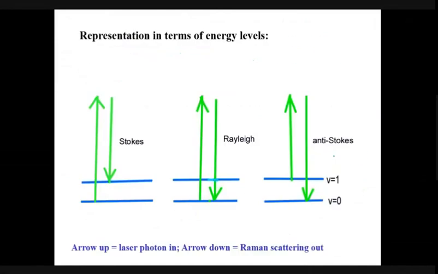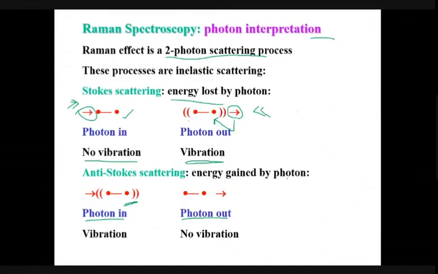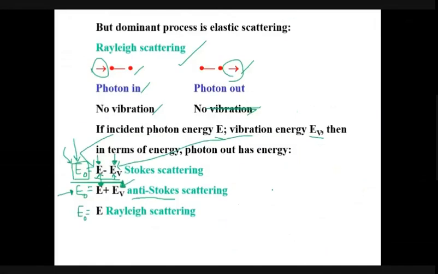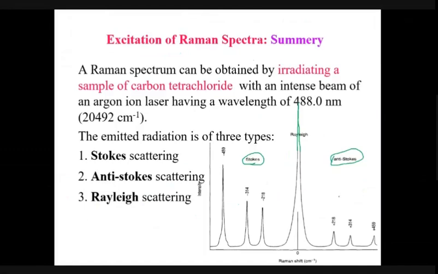Remember why we get Stokes scattering and why we get anti-Stokes scattering. In Stokes scattering, energy is gained by the molecule. In anti-Stokes, energy is lost by the molecule. In Stokes scattering, energy is lost by electromagnetic radiation. In anti-Stokes scattering, energy is gained by electromagnetic radiation. Because energy is gained by electromagnetic radiation, you will get anti-Stokes over here, and in case of Stokes, because energy is lost, you will get their peaks over here.